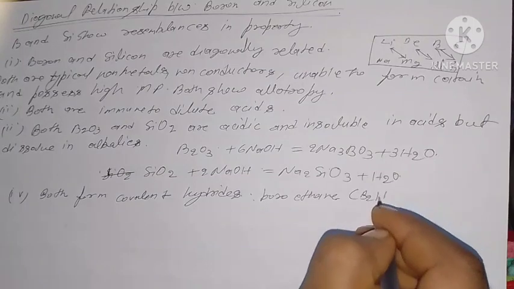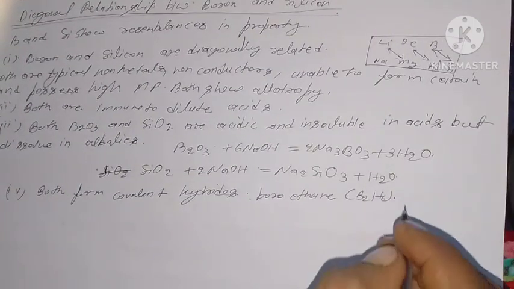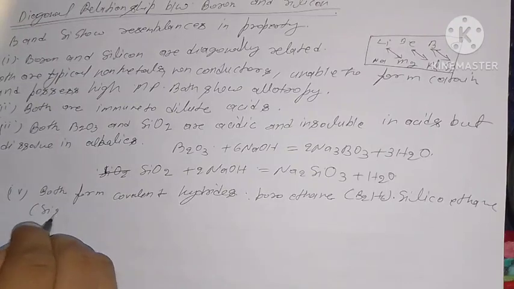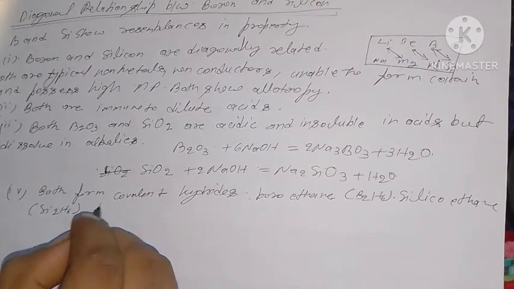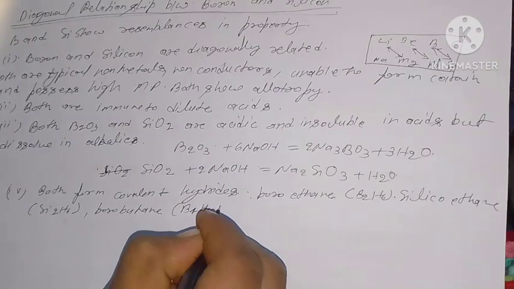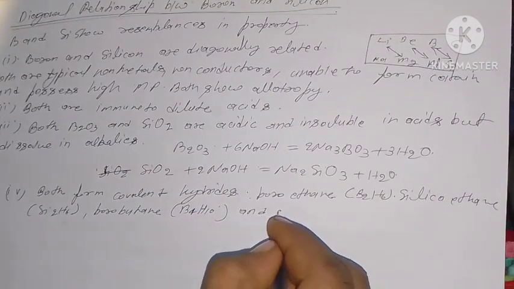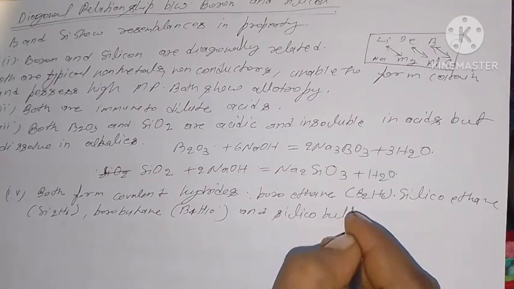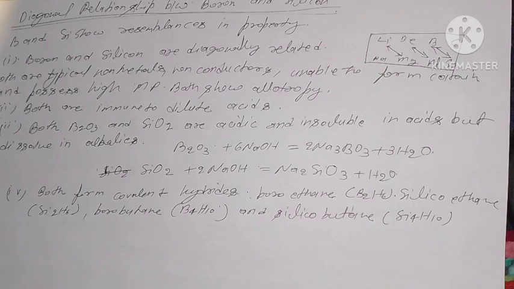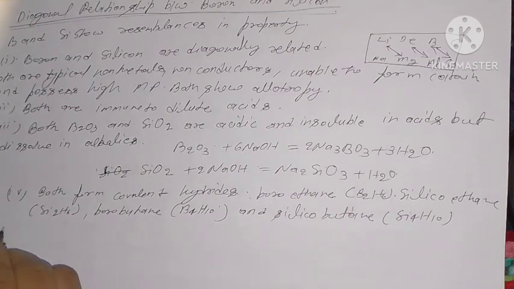Boroethane B2H6, silicoethane Si2H6, borobutane B4H10, and silicobutane Si4H10. Both form covalent hydrides.